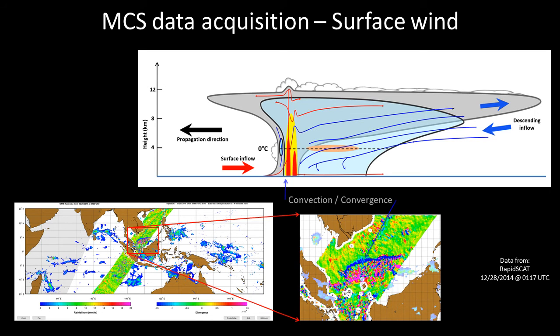Convergence is mapped as blue in the scatterometer swath. Deepest blues indicate areas of strongest convergence and hence strongest convection. Where subsidence is occurring, the descending air needs to move outward when it encounters the surface. In those areas, there's outflow or divergence. Divergence is mapped to red in the swath data. Red indicates areas of subsidence.